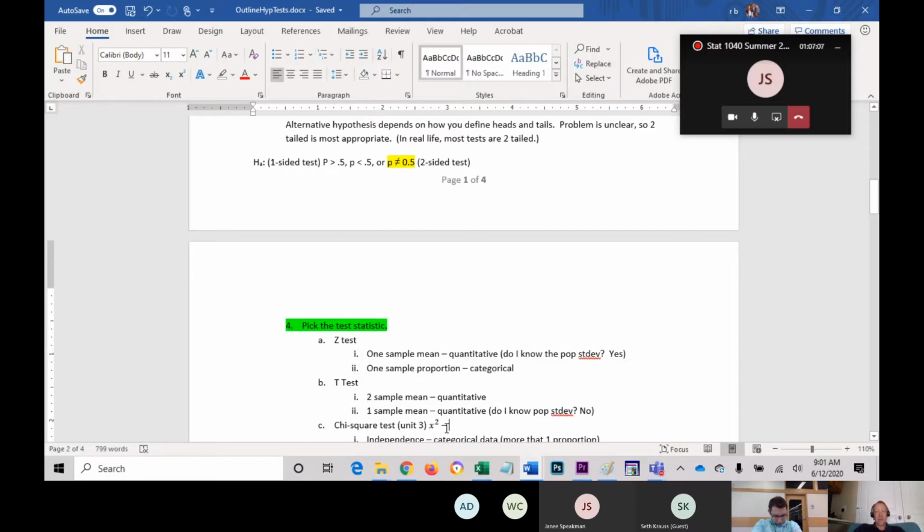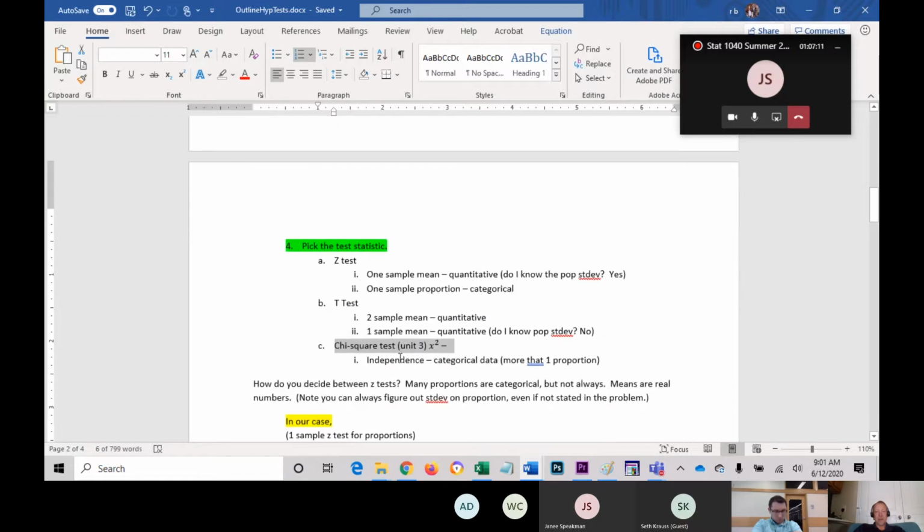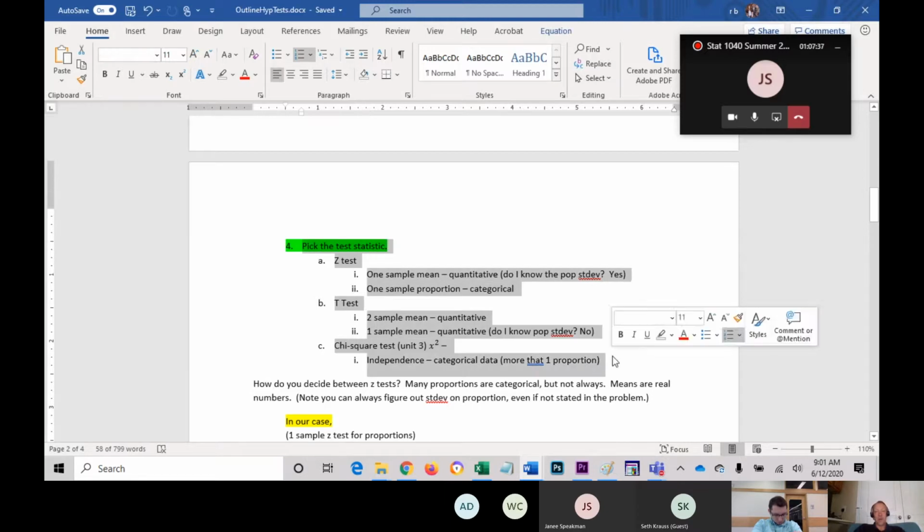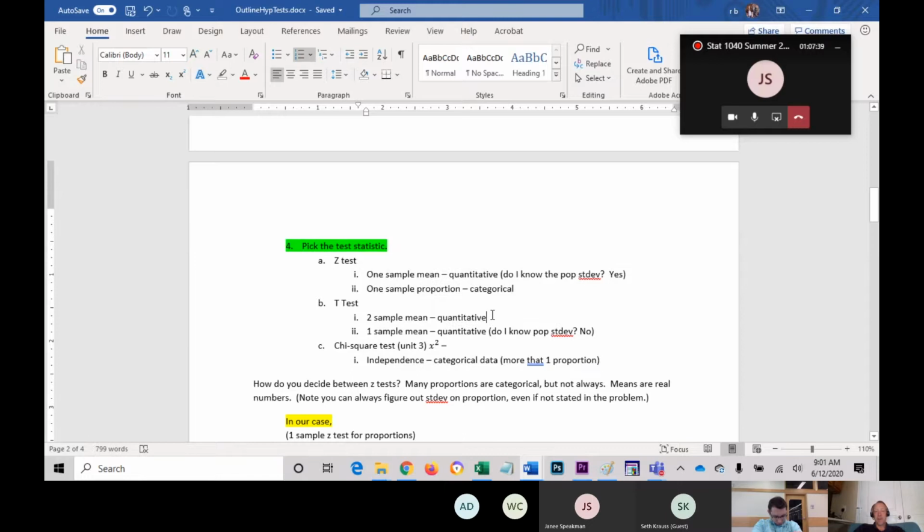Third option is the chi-square test, okay? This is known as the chi-square test of independence. It's on categorical data, but you have more than one population proportion, okay? You could have 3 or 4, okay? And in that case, it's going to be a chi-square test of independence. It's also going to be on categorical data, okay? So you will definitely want to memorize step number 4 because it'll make your life easy if you memorize that, okay?